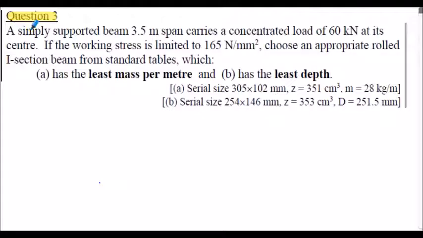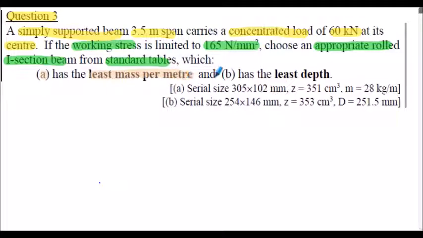Question 3. A simply supported beam, 3.5 meters span, carries a concentrated load of 60 kilonewtons at its center, at its midspan. The working stress is limited to 165 newtons per millimeter squared. We have to choose an appropriate rolled section I-beam from our standard tables. In part A of the question, we have to choose the universal beam with the least mass per meter. And in part B, the universal beam with the least depth. The answers again are shown in brackets here. If you feel you can attempt this question without further assistance, I'd encourage you to do so. But I'll show the full work solutions on the following slide.